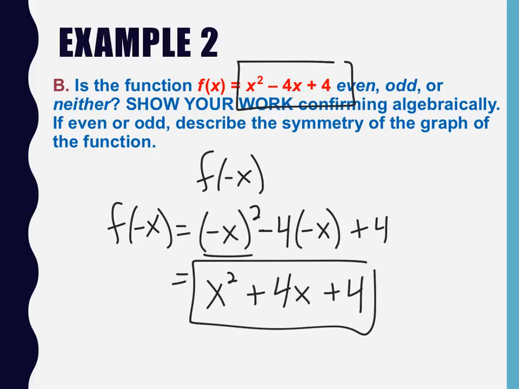Is it the exact same? I don't think so. Is it the exact opposite? If it was the exact opposite, you would see f of negative x being negative x squared plus 4x minus 4. If it's the exact opposite, then that means each term has to have the opposite sign of the original equation. And in this case, it's not. So our answer here is actually neither. And when it's neither, we can't describe the symmetry of the graph.